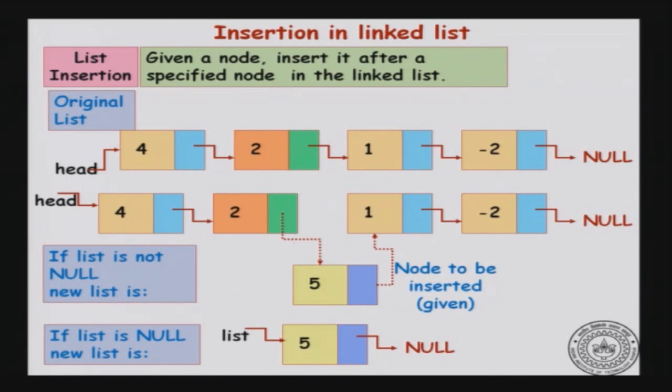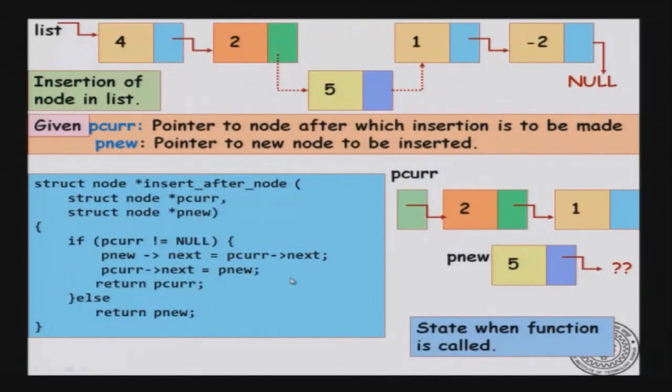Convince yourself that in the opposite sequence, where I say that 2's next is 5 first, your code has no way to proceed, because you have lost how to traverse from 2 to 1. If you say that 2's next is 5, then 5 has no way to know what was the original next node of 2. So, you have to do it in a particular sequence: 5's next is 1 and then 2's next is 5. We will see this code in a minute.